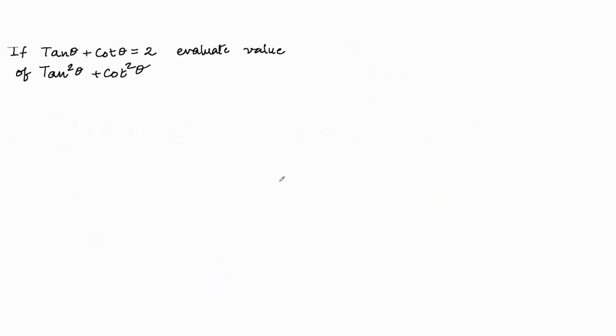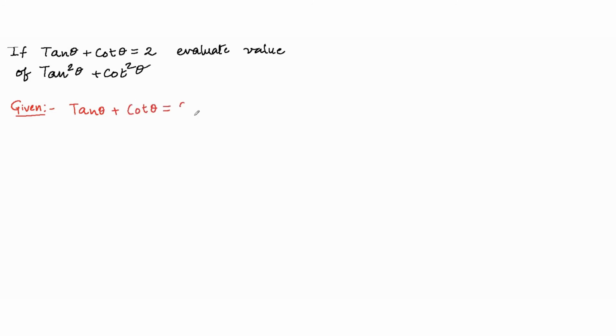If tan theta plus cot theta is equal to 2, evaluate the value of tan square theta plus cot square theta. So it's given to me that tan theta plus cot theta is 2. It is given that tan theta plus cot theta is equal to 2.